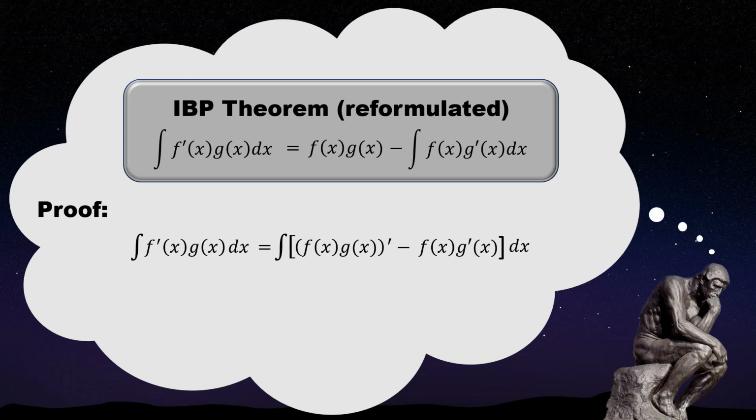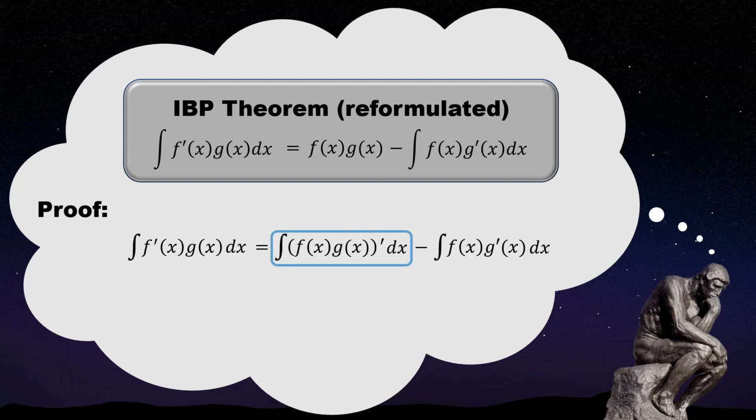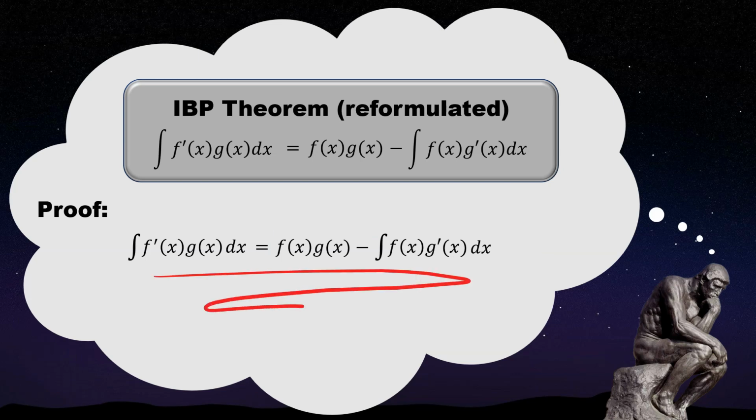This is looking good. Now we'll just split that integral on the right into two integrals, the first of which is the antiderivative of the derivative of a function. Those operations undo each other, of course, leaving us with the function. And once we remove those parentheses, we see that we've got it. We've matched the target, so we have proved the integration by parts theorem. Excellent.